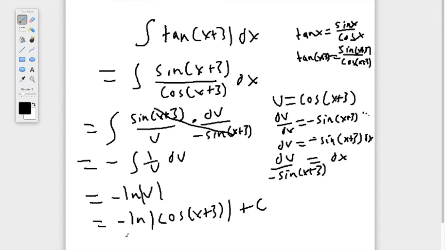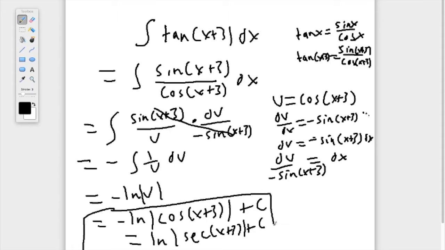But you could also rewrite it as ln of the absolute value of secant of x plus 3, plus c, because remember, the coefficient is the exponent of the result. So cosine to the negative first power is just secant because they're reciprocals of each other. So either of these answers are fine. If it's a multiple choice, they'll probably use the second answer. But if you have it on free response, you can probably leave it like this answer.